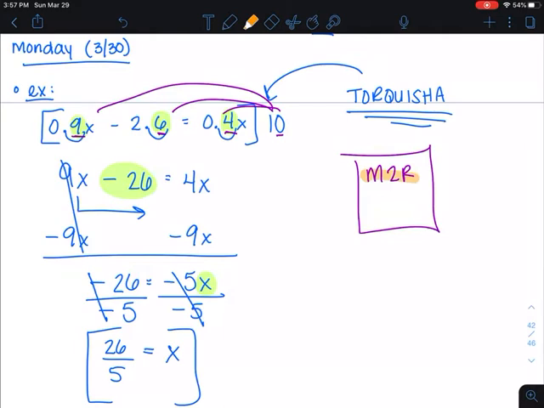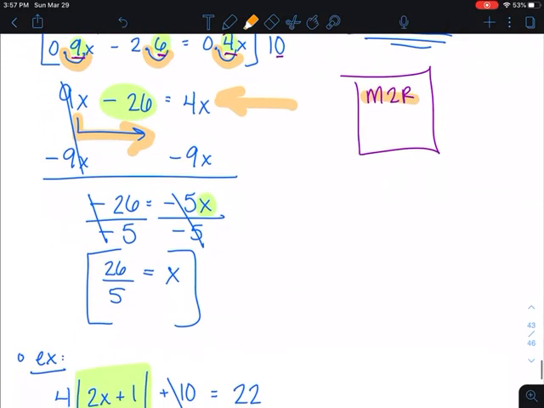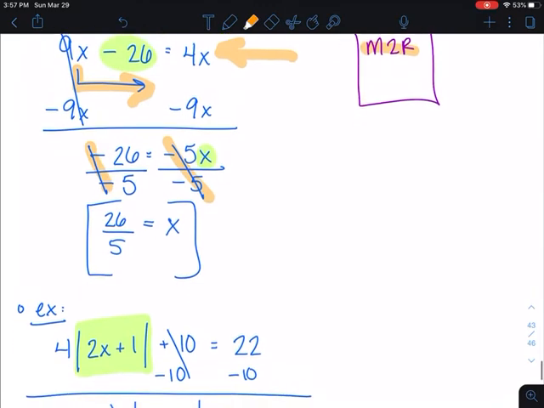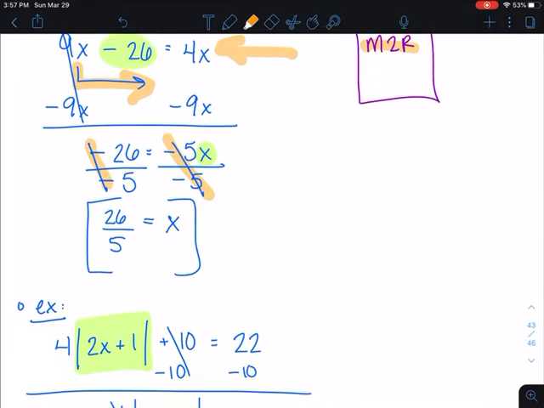It's part of Torquetia. This is the important part there. So we brought the one spot to the right, one spot to the right, one spot to the right, which gave us 9x minus 26 is equal to 4x. And we already have the number here, so we brought this x over by subtracting 9x on both sides, which gave us negative 5x. We divided by negative 5 to cancel that. Our negative signs canceled as well, so we have 26 over 5 is equal to x.